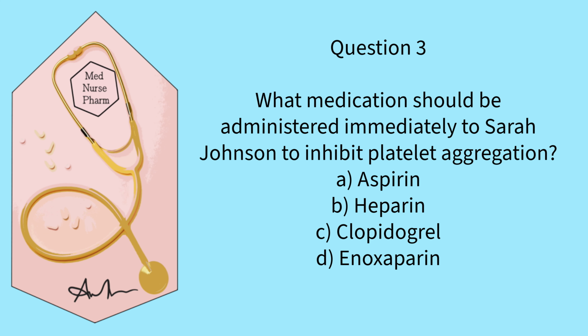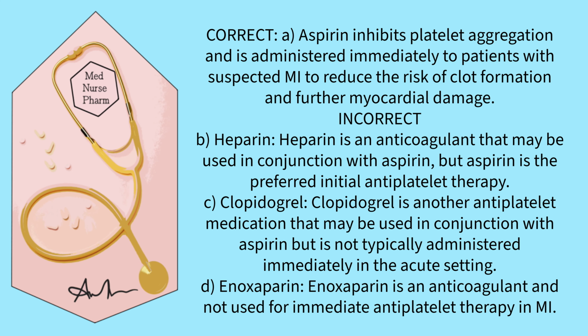Question 3. What medication should be administered immediately to Sarah Johnson to inhibit platelet aggregation? Aspirin, heparin, clopidogrel, enoxaparin. Pause the video and select your answer. The correct answer is A. Aspirin inhibits platelet aggregation and is administered immediately to patients with suspected MI to reduce the risk of clot formation and further myocardial damage.